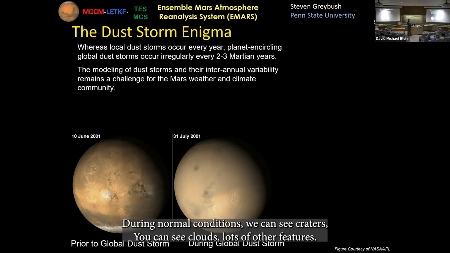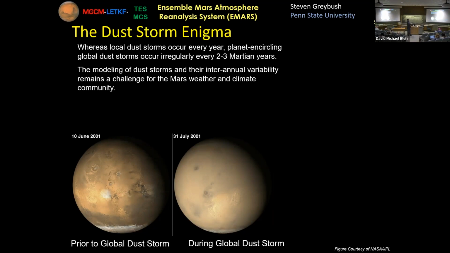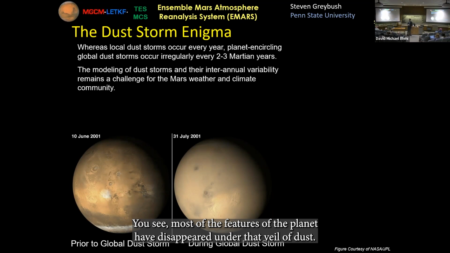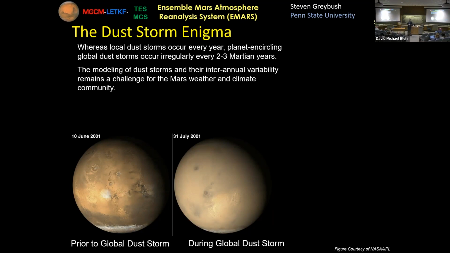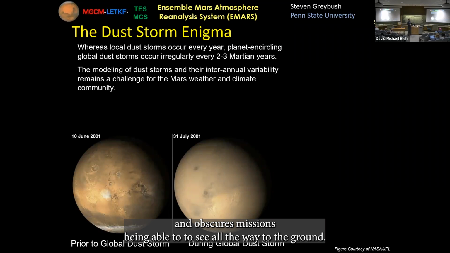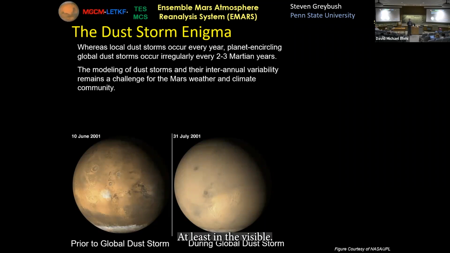We can see craters, we can see clouds, lots of other features. This is Mars during a dust storm. You see most of the features of the planet have disappeared under that veil of dust. This veil of dust lasts for months and obscures missions being able to see all the way to the ground, at least in the visible.